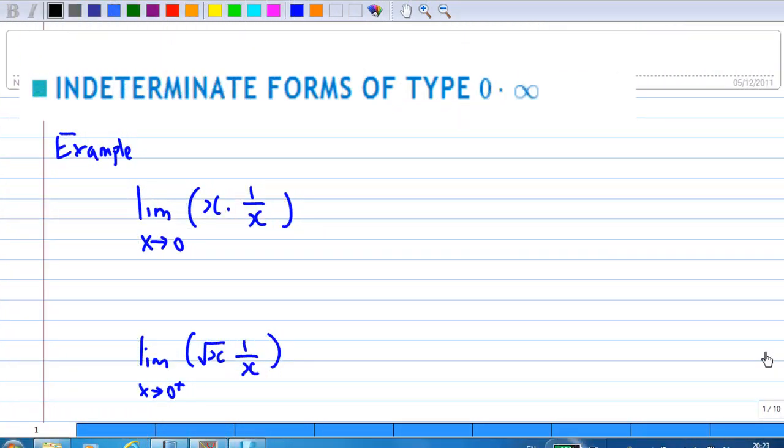Hi, this recording will show you how to handle indeterminate forms of the type 0 times infinity. For example, if we're going to find the limit of x times 1 over x, this is the type where you have 0 times infinity when x approaches 0. But what is actually the limit? The limit of this expression, x times 1 over x, is 1, so the answer is 1, although it looks like 0 times infinity.